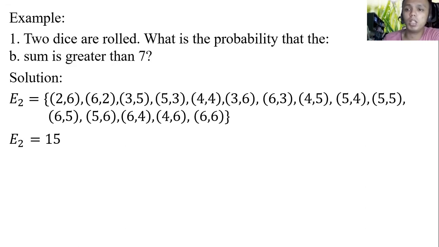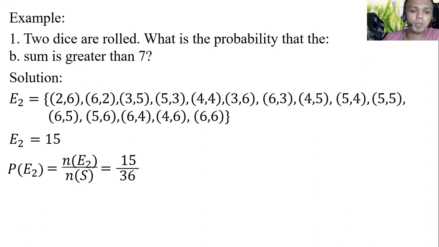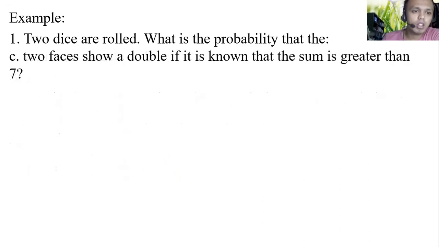Then now, what is the probability here? The probability of event 2 is equal to the number of events of event 2 over the sample space. Event 2 is equal to 15, then the sample space is 36. Get the lowest term, then we have 5 over 12. So that is the probability of the second event. Now, two faces show a double if it is known that the sum is greater than 7. This is our keyword for conditional probability. If it is known, whenever there is a phrase like that, it is already conditional probability.